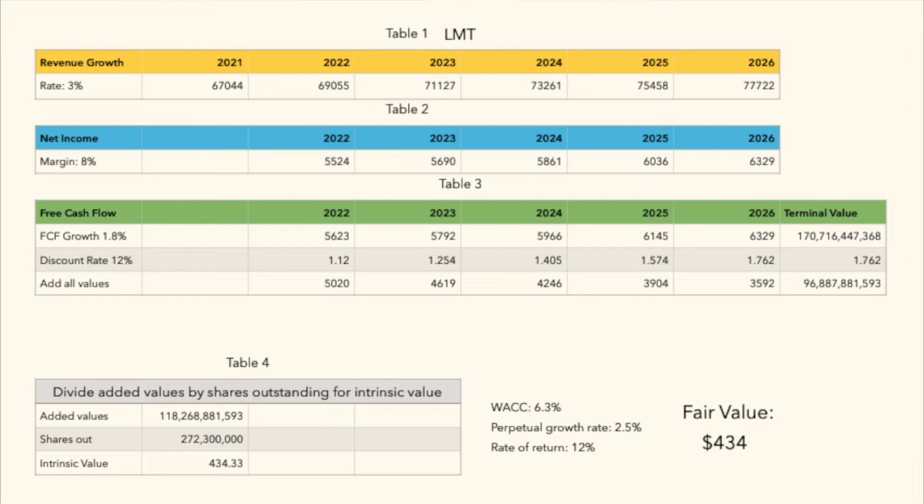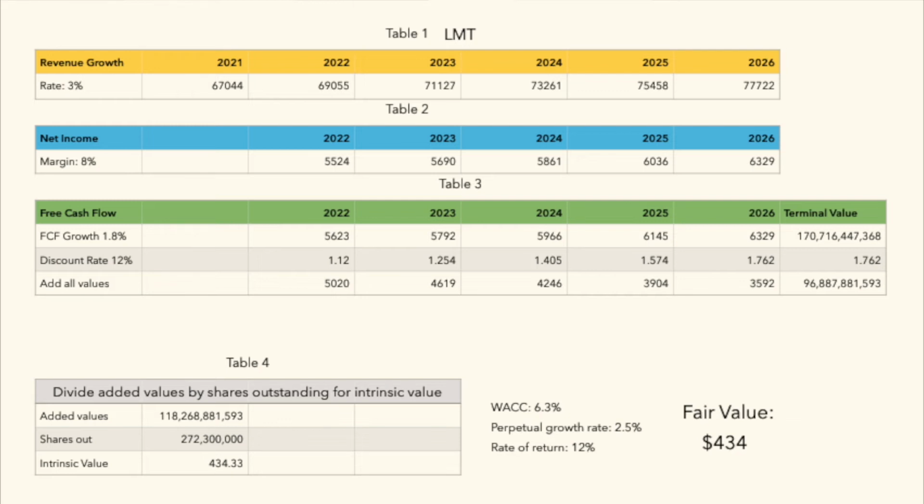After that, we want to project free cash flow from net income, and I used 1.8% to project free cash flow from net income. I got this from the last 10 years of free cash flow divided by the last 10 years of net income, averaged them all out, and it came out to 1.8%. Again, remember when we're doing this margin, we want to do free cash flow divided by net income. So we project all of those out based on 1.8%.